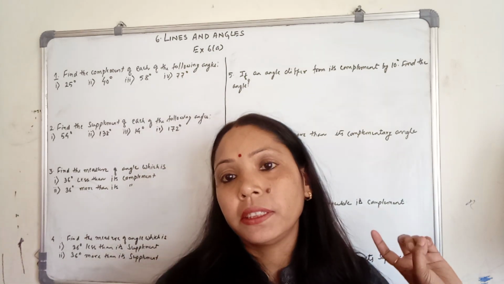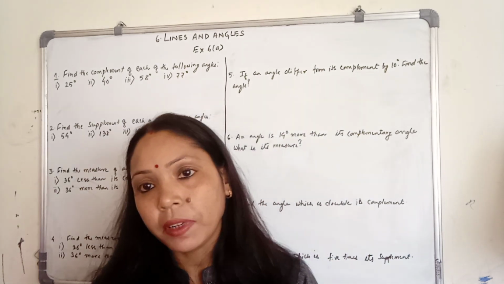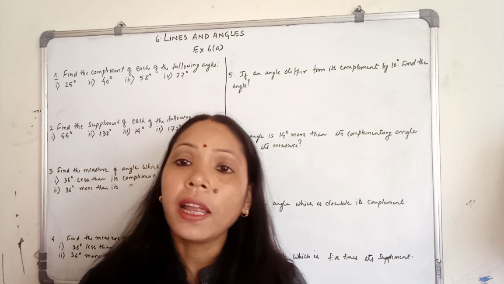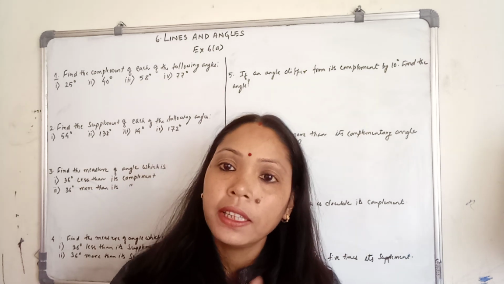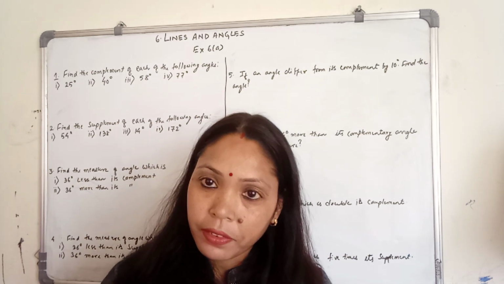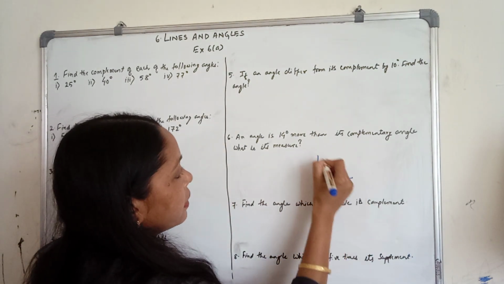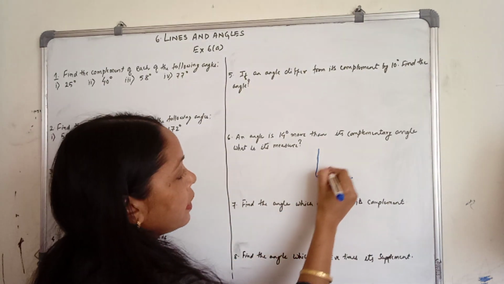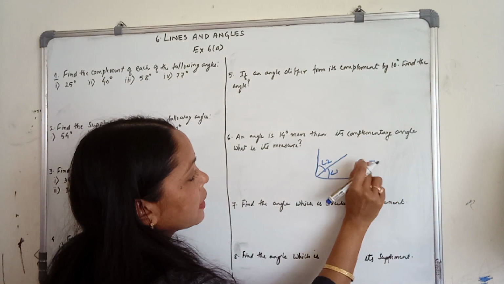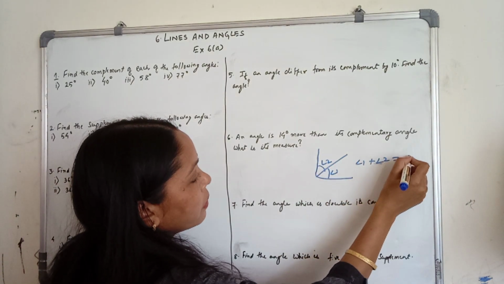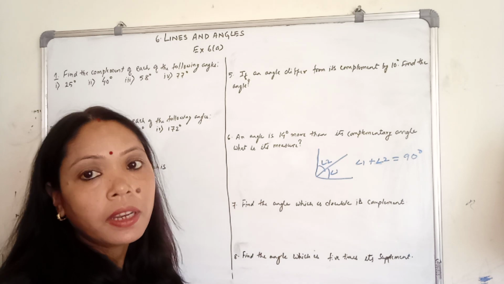Now to solve the exercise 6A, we need the concept of complementary angles and supplementary angles. Complementary angles means if the sum of two angles is 90 degree, then such angles are called complementary angles. Suppose this one is 90 degree. If this is angle 1 and this is angle 2, then angle 1 plus angle 2 is equal to 90 degree. So angle 1 and angle 2 are complementary angles.